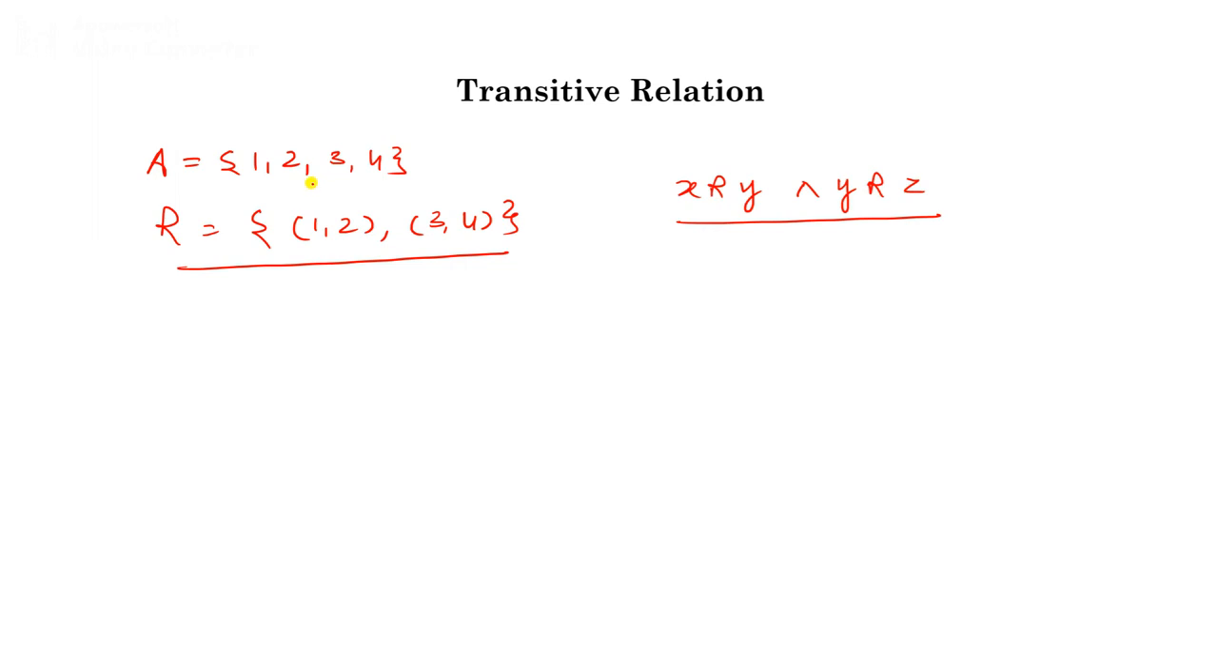It means no x, y, z exists such that this condition is satisfied. It means the conditional part is false. As I told you, whenever this conditional part is false, the relation will automatically be a transitive relation. As you know, in a conditional statement, whenever the condition is false, P implies Q is always true. So this is a very important point. Whenever no x, y, z exists such that this condition is true, the relation will automatically be transitive. Therefore, this relation is a transitive relation, not a compatible relation.